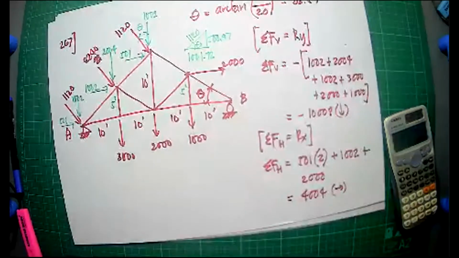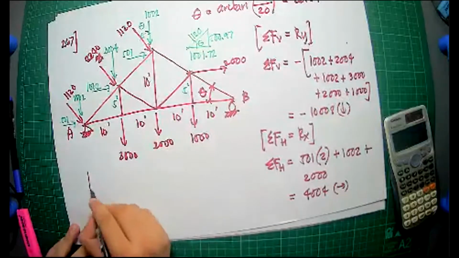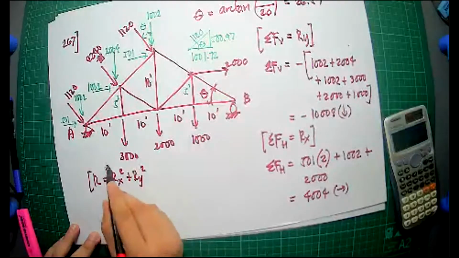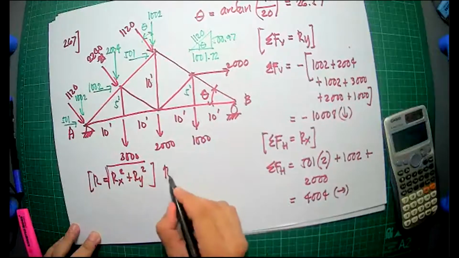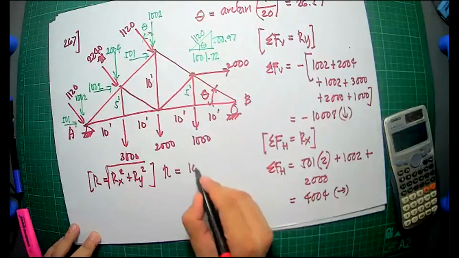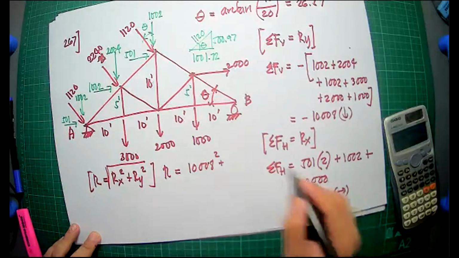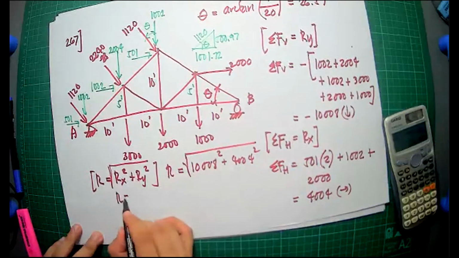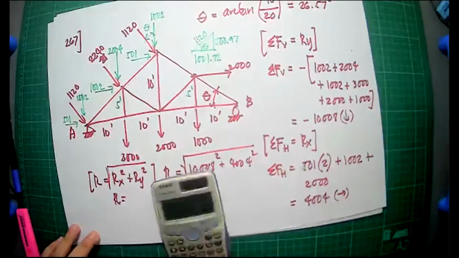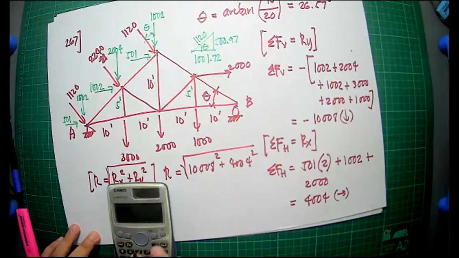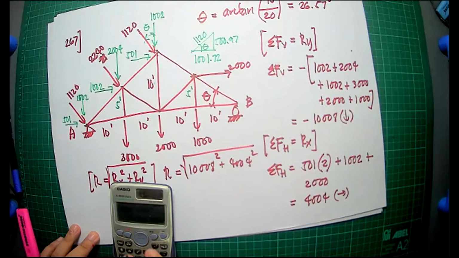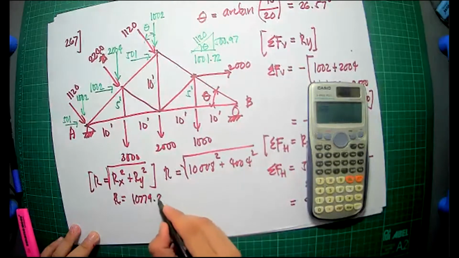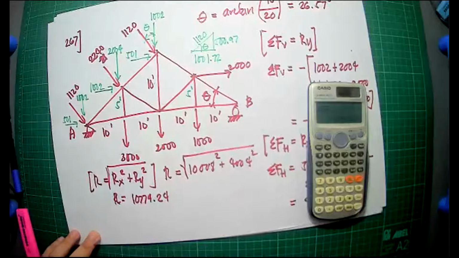Okay, so we can get now the resultant. R is equal to the square root of Rx squared plus Ry squared. Okay, so R, the resultant, is the square root of 10,008 squared plus 404 squared, and you get 10,779.24. Sakto dito sa aton problem.